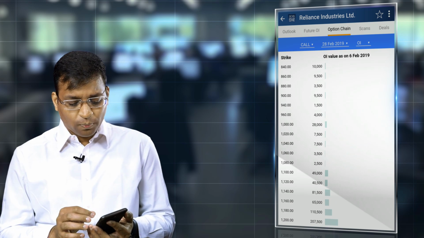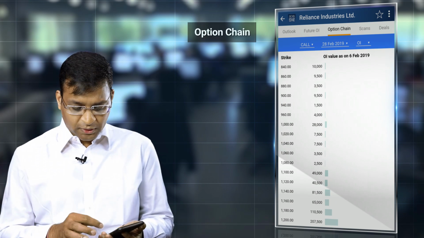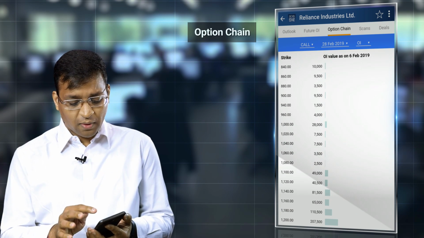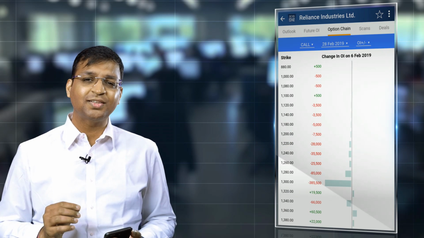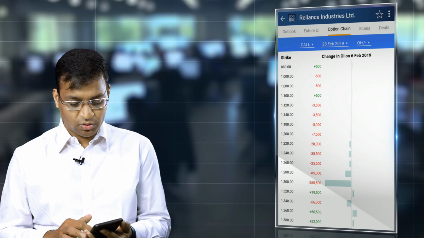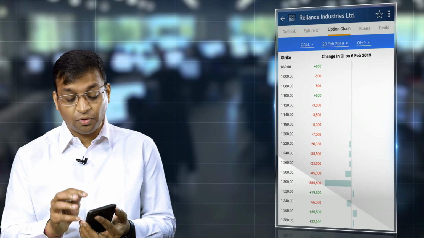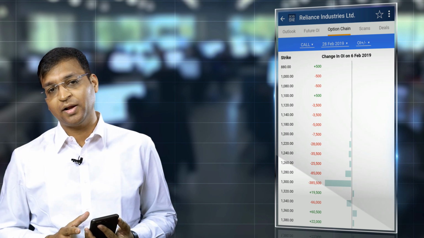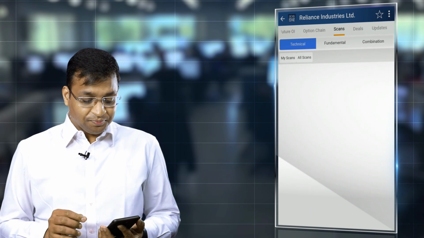Then for people who want to take some judgment from options, we have option chain also. I don't want to cover options in detail because that's a separate video which I'll be recording in future. But this chain also gives you a fair understanding of what people are expecting from this company.